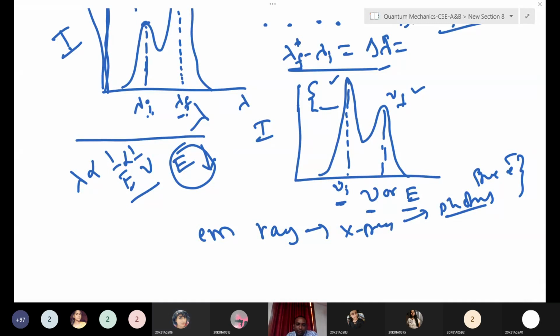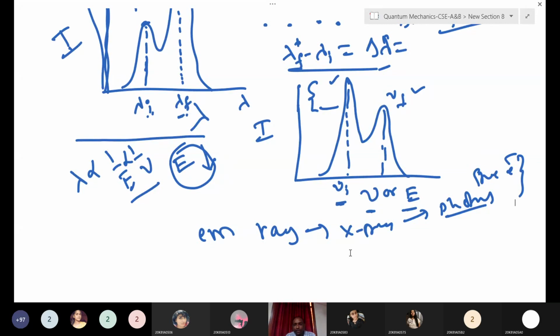Next we will go to the theoretical derivation of the Compton shift. This was the experimental procedure. Using the experimental procedure we can estimate the shift in wavelength or energy, how much energy is lost in this collision or scattering process.